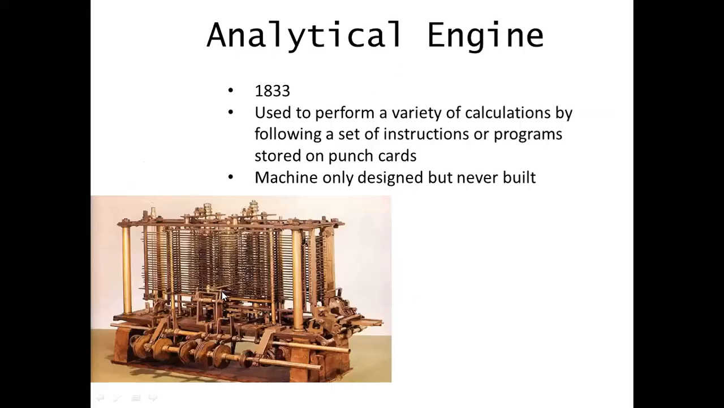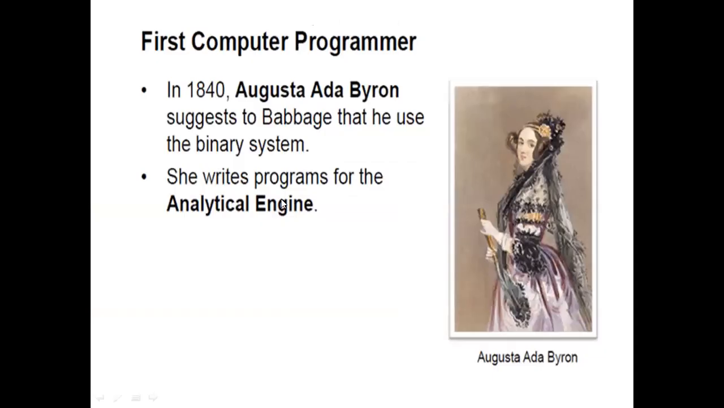This is the diagram of the analytical engine. Designed in 1833, it was used to perform a variety of calculations by following a set of instructions or programs stored on a punch card. It works only according to the instructions that you add on the punch card. According to the instructions given on the punch card, it starts working. And it looks like this. This is the diagram of the analytical engine.